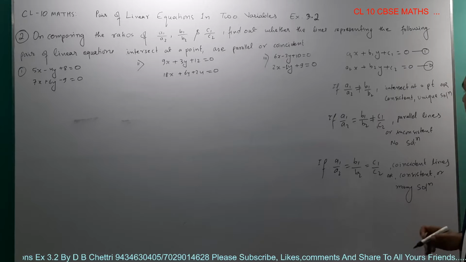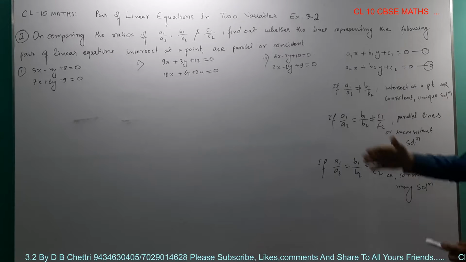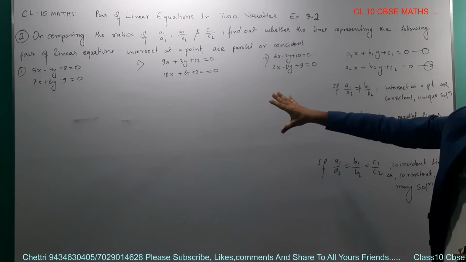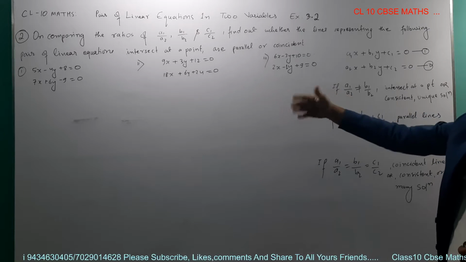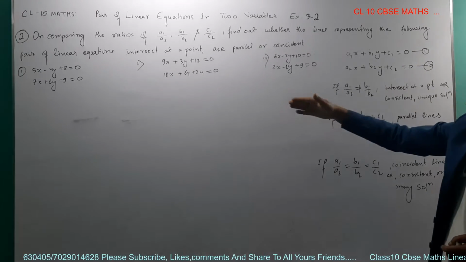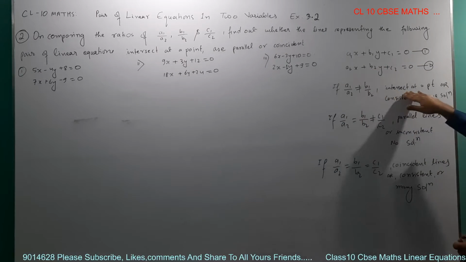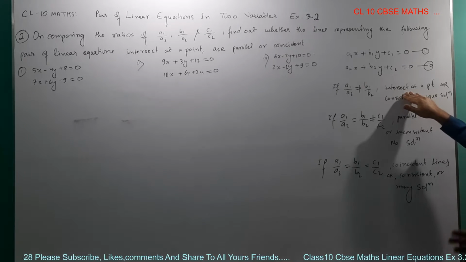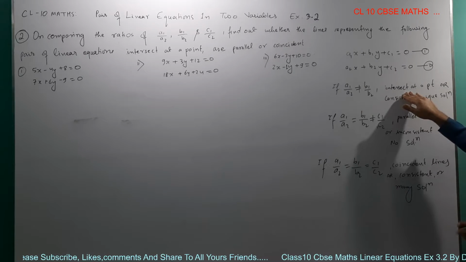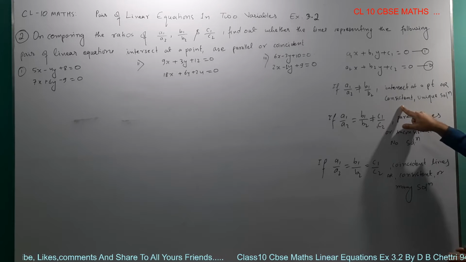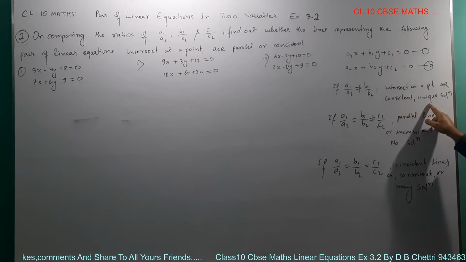Now, by getting the values of a1, b1, c1, a2, b2, c2 from these equations, we will check their ratios. If the ratio comes like this, then we will write intersecting lines. This is the graphical name. Intersecting is the graphical name. Another name is consistent, and their solution name is unique solution.